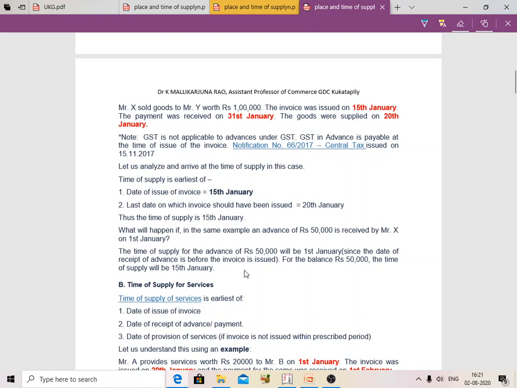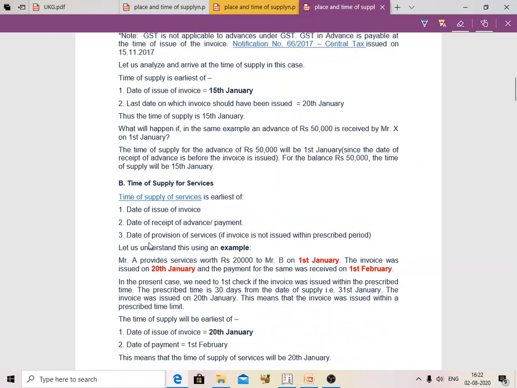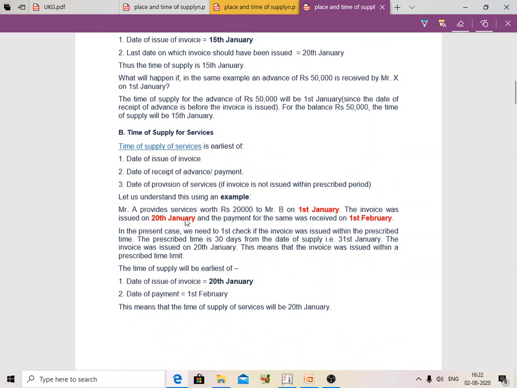15th January. Let us take one more example. Like the date of issue of invoice, date of receipt of advance payments and date of provision of services. If the invoice is issued within the prescribed period, let us take one example. Mr. A provides service worth rupees 20,000 to Mr. B on 1st January.